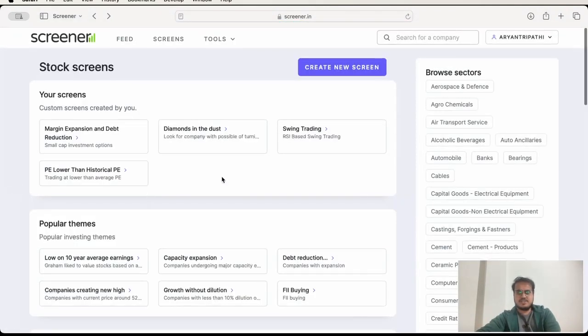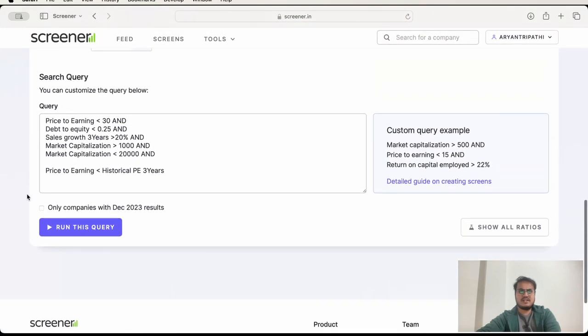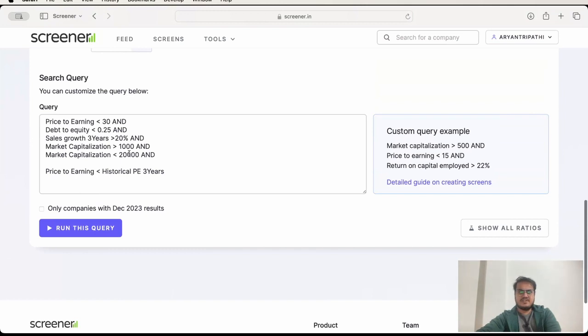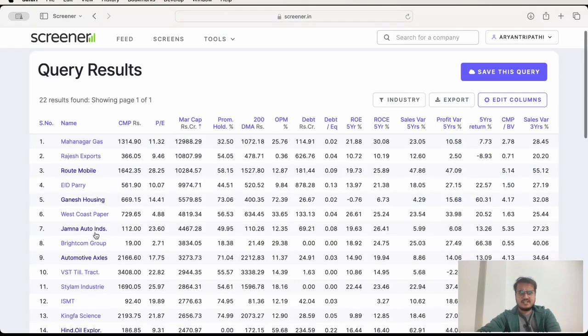If I go back, the last one is historical P. This one more is the diamonds in the dust. I told you it's a long thing. Then we'll go for P lower than historical P. The same criteria which I showed you there, I reduced here. I added only a few criteria. Historical P is less than 3 years P, market cap with 1,000 to 20,000 crores. Basically, I'm focusing only on this. If I run this query, I get a list of 22 results.